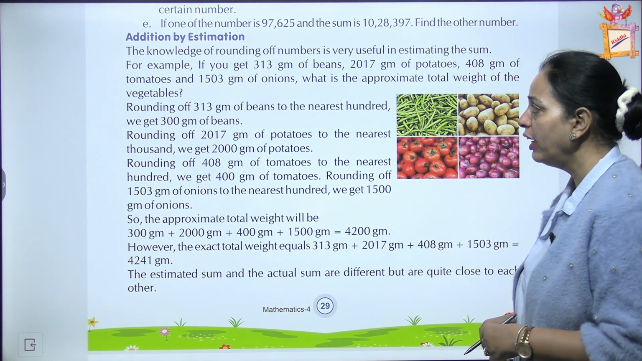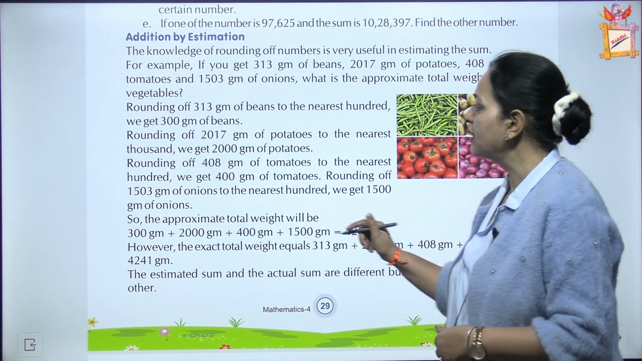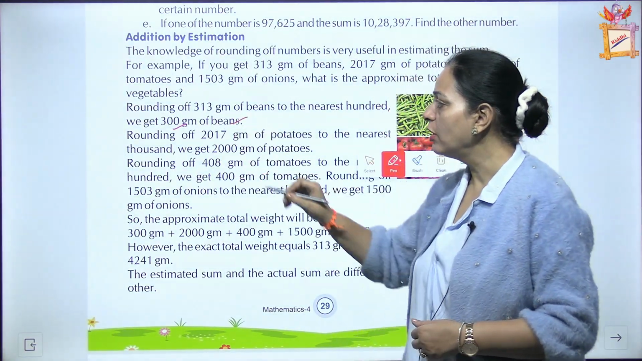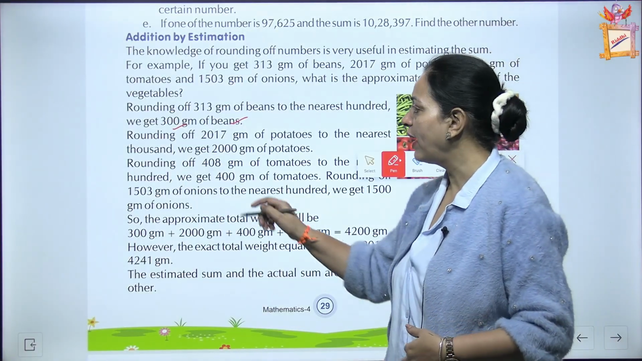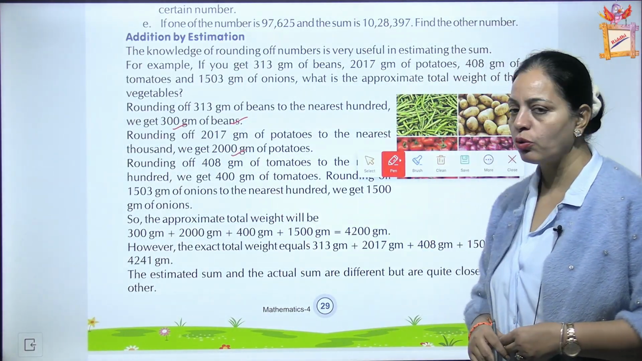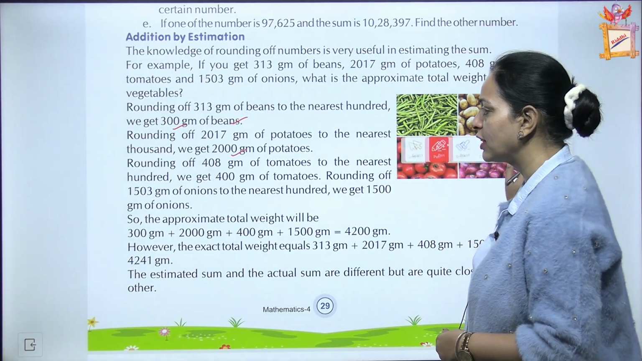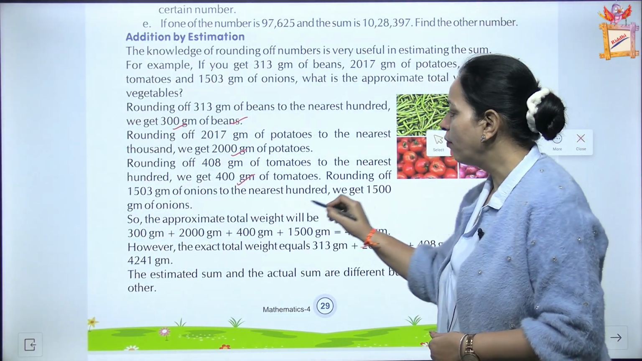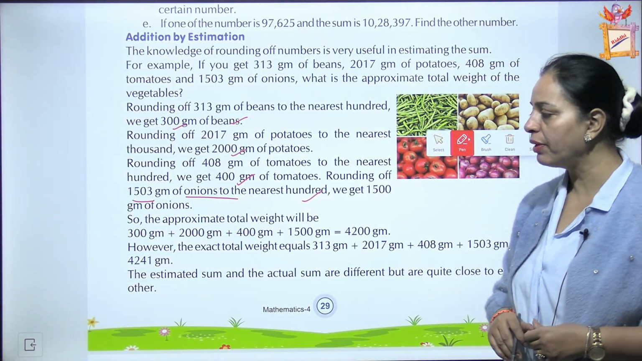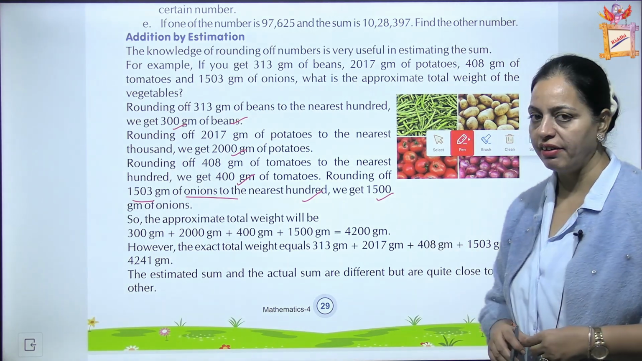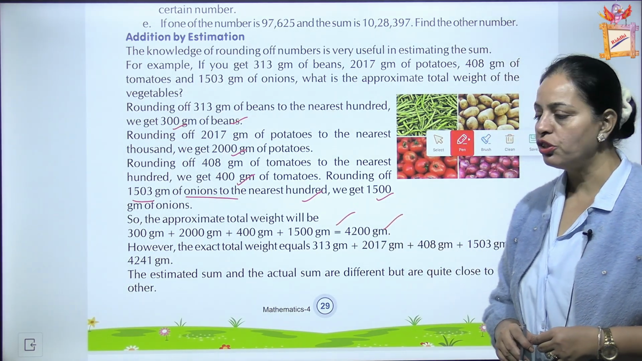तो हम क्या करेंगे? Rounding off कर देंगे. 313 that is 300 gram of beans. 2017 gram को हम 1000 में कर देते हैं. That is 2000 gram of potato. 408 है तो इसको हम 100 में कर देते हैं. That is 400 and 1503 gram of onion है, इसको हम nearest 100 में कर दें यानी 1500. तो अब हम सबको ऐड कर देंगे. This is the answer, 4200 gram.